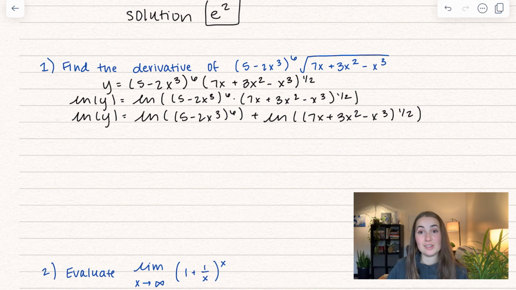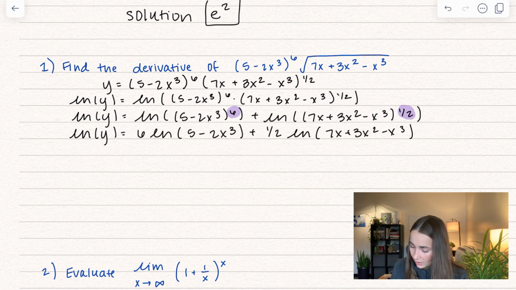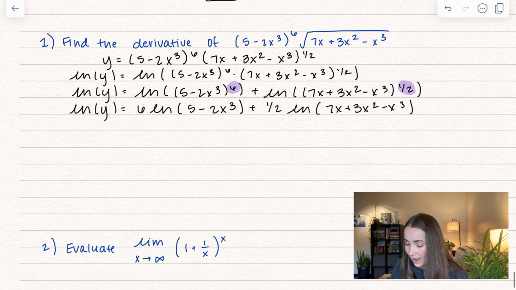Okay, so our next step is to use the exponent rule. So here we have the exponent of 6 and the exponent of 1/2. And just like we've been doing, those exponents get to come to the front because we're multiplying by them. Okay, so now we have it all separated out using all the log rules that we could use. So we're going to go ahead and take the derivative of both sides in terms of x.